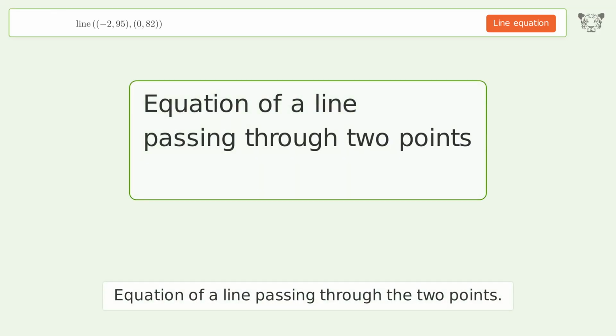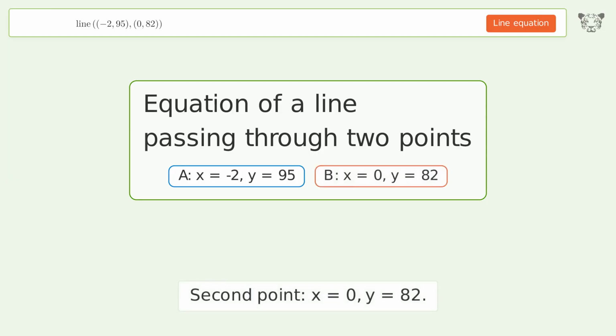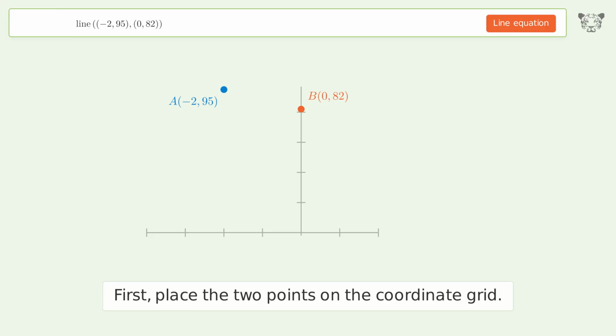Equation of a line passing through 2 points. The first point has x equals -2, and y equals 95. The second point has x equals 0, and y equals 82. First, place the 2 points on the coordinate grid.